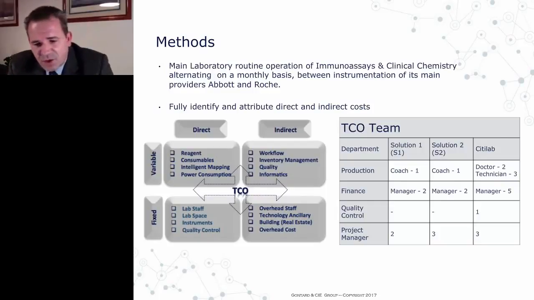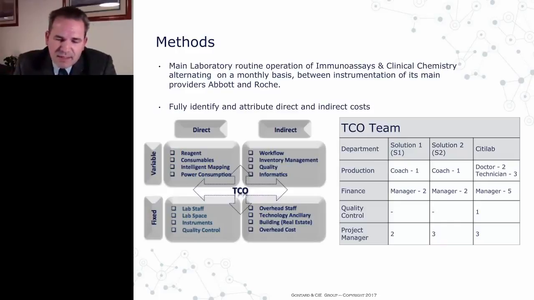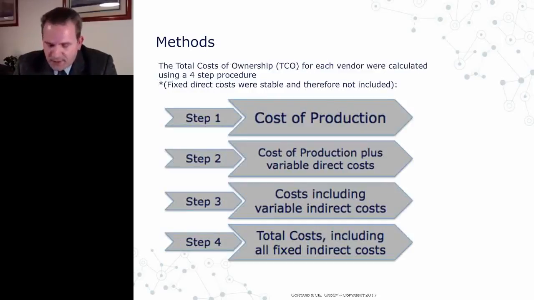This shows you the number of people that we had. So the two solution providers are mentioned here. We had, for one solution provider, 2 people during the study. For the other one, 3 people. It took us 6 months to do the mathematical model, the complex mathematical model for immunochemistry and clinical chemistry. And it took us 3 months to apply it and 1.5 months to look at the results.